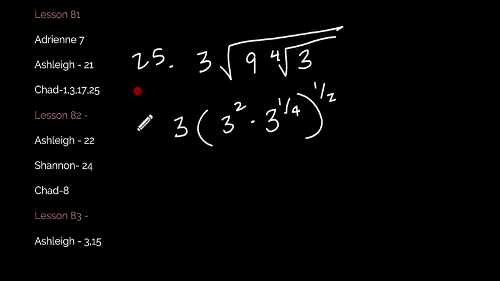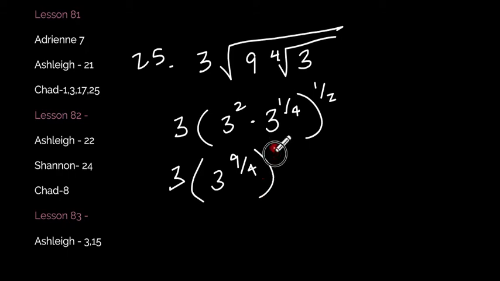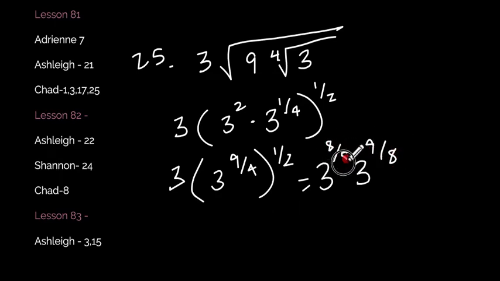And so we're going to get 3, and this is going to be 3 to the 9/4 to the 1/2. And then we're going to get 3 times 3 to the 9/8. And then this is to the 1 power, so we'll make it 8 over 8, so it has the same denominator. So we get 3, there goes that crazy writing again, 3 to the 17/8.